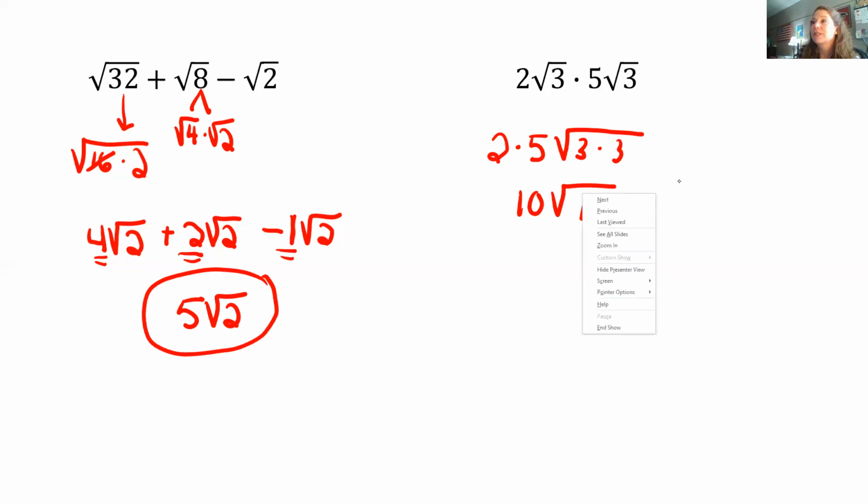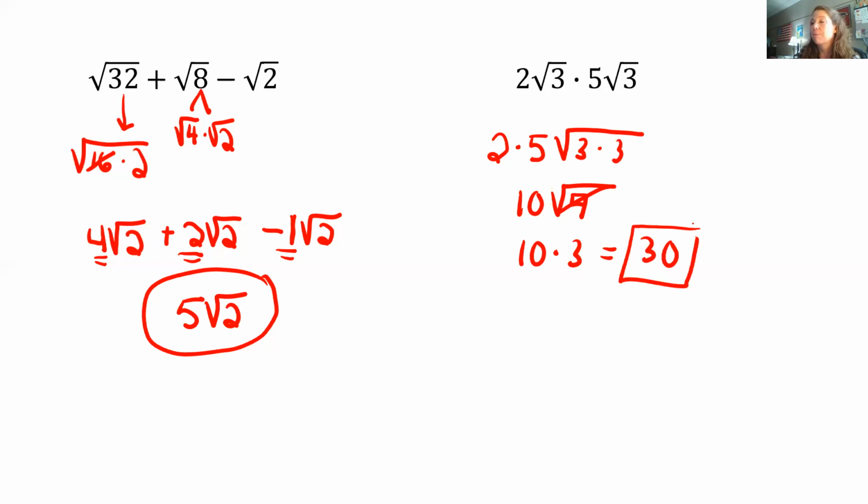But since, of course, 3 times 3 is 9, that means 9 is a perfect square. So the square root of 9 is 3. So I'm going to multiply 10 times 3, and my final answer is 30. Okay.